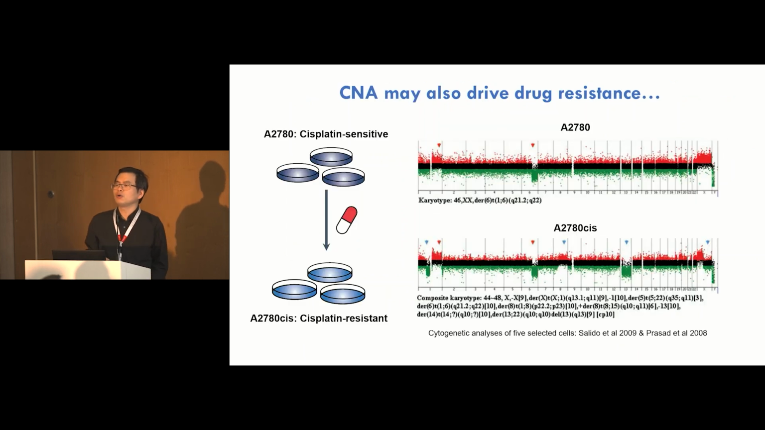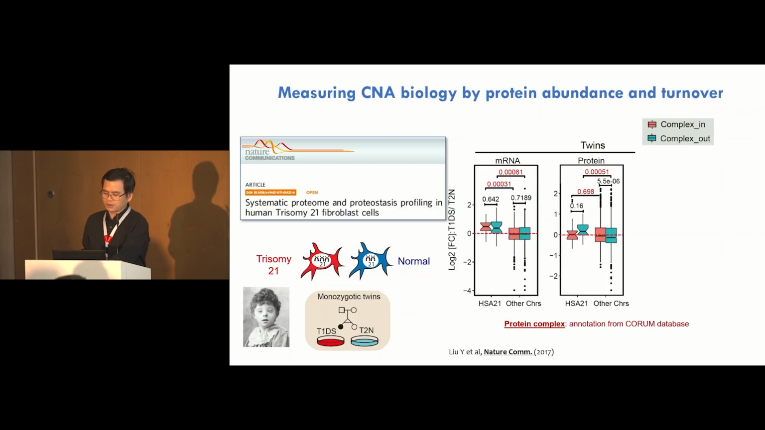In addition, CNA may also drive drug resistance. So in this very well-established model, we have an ovarian cancer cell line called A2780. After long-term cisplatin treatment, this cell line is transformed into a cisplatin-resistant strain, so-called A2780cis. If you look at previous publications about these two cell lines, you can see there are huge cytogenetic differences. Segmental chromosome deletion or duplication could happen in this cis strain. So this suggests that copy number alteration could drive drug resistance, or at least be associated with it. It could be a consequence or a cause, but it would be very interesting for us to learn.